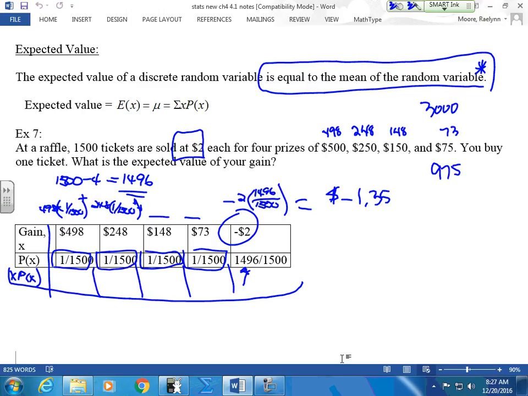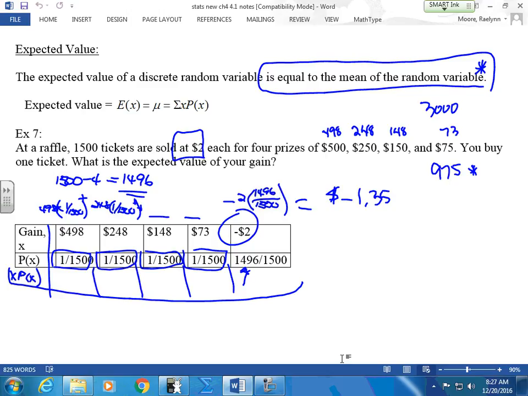Right? Wouldn't this number have to be a lot higher? This would have to be a lot higher for you to get a gain. And that's theoretically if you bought every single ticket. But in theory, what I want you to get out of this is that your expected value is equal to your mean. Do we have to do this? We don't have to do this. We can still put this in our L1, our L2, and find the mean.